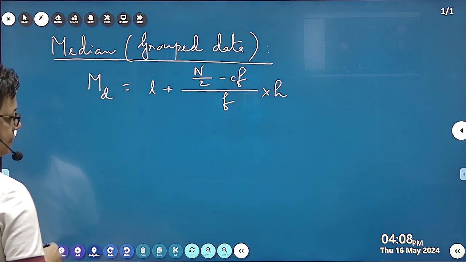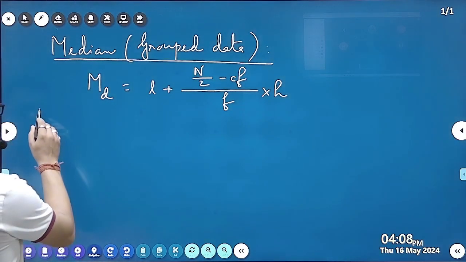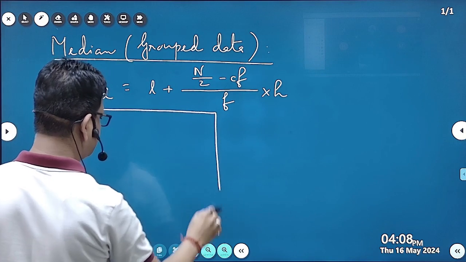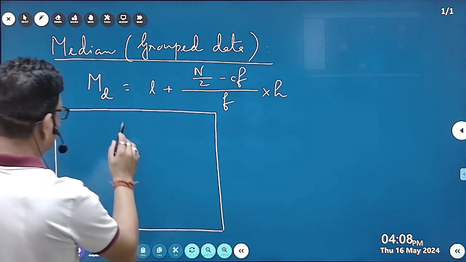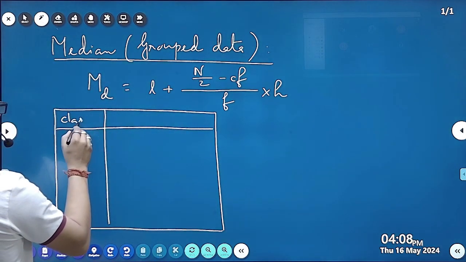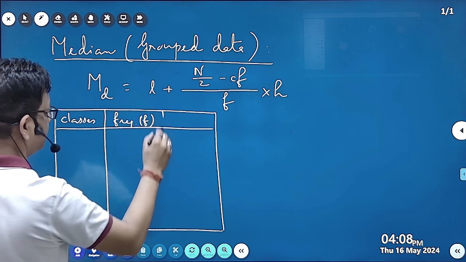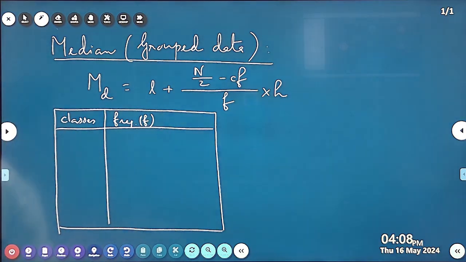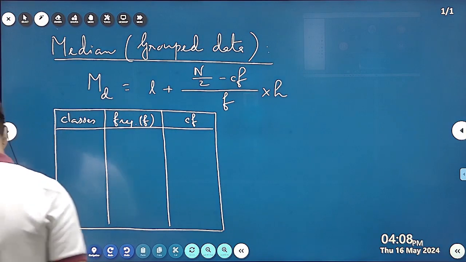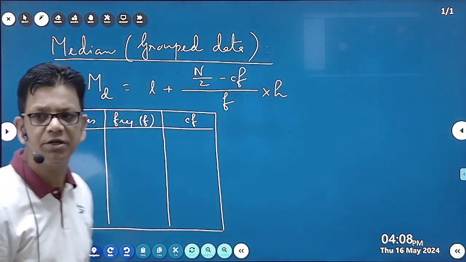So if I make an example to discuss the median, suppose you have data here once again, where you are asked to find the median. This is the given data. Suppose these are the classes, and these are the frequencies, which we write as f. Here, additionally, we have to make a column. In our exam, only these two columns will be there. Additionally, you have to make a column called cumulative frequency, CF. I hope you know some of this, because we discussed cumulative frequency before. We discussed less than and more than cumulative frequency. So it's like that only.